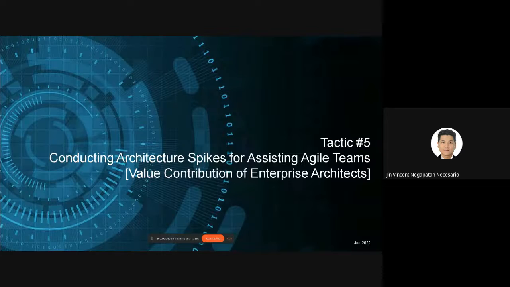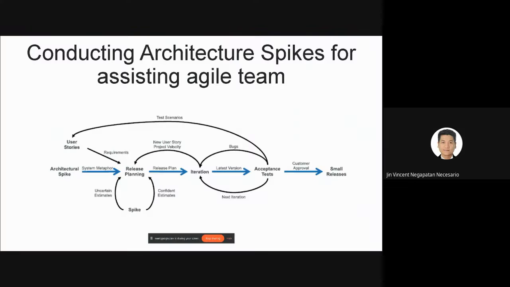So for tactic number five, they have conducting architecture spikes for assisting agile teams. For the companies Carco, ITco, and Public Insureco, they conduct these architectural spikes to provide support to the agile team. I believe this is possible also within the agile team. When you say spike, it means investigation, wherein you investigate the root cause of the problem.